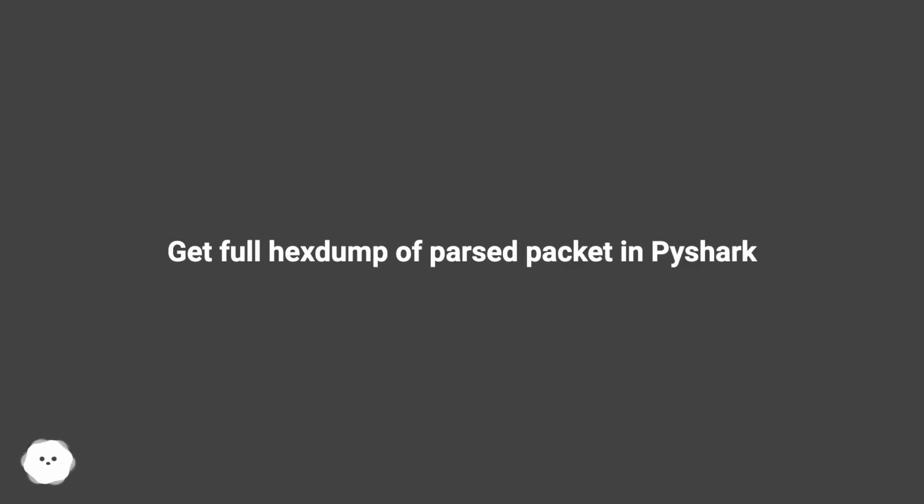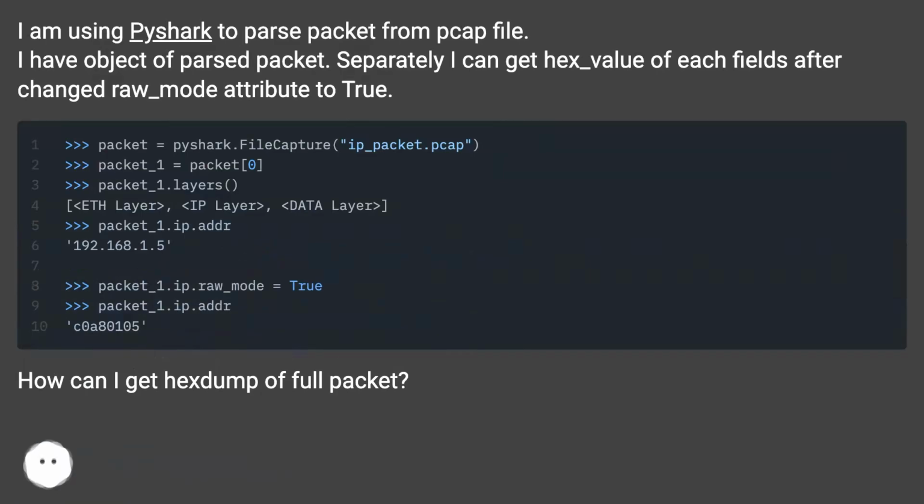Get full hexdump of parsed packet in Pyshark. I am using Pyshark to parse packets from a cap file. I have an object of the parsed packet. Separately, I can get the hex_value of each field after changing the raw_mode attribute to true. How can I get a hexdump of the full packet?